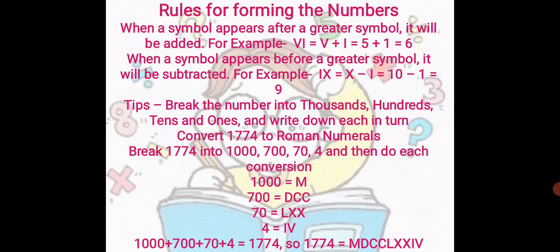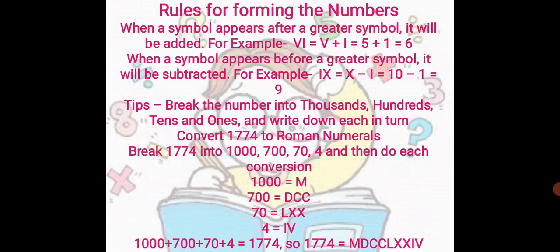When a symbol appears before a greater symbol, it will be subtracted. That means, in gist, listen carefully: if a smaller number appears before the greater number, that smaller number will be subtracted from the greater number.